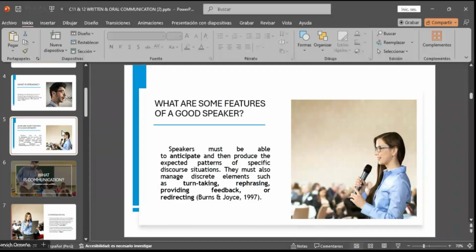But what are some features of a good speaker? And that's what you're going to do when you work on your debate, when you work on your simulation or your interview. All of them are exactly the same thing. The main purpose of them is to communicate with each other. Probably we have a different channel, a different way to express ideas. But in general, we're talking about the same. It's as difficult as if you prepare a debate or a simulation or an interview.